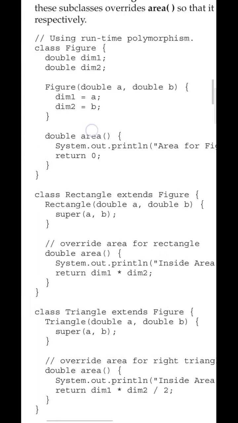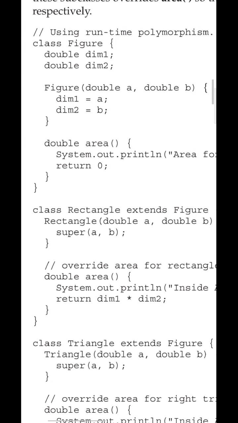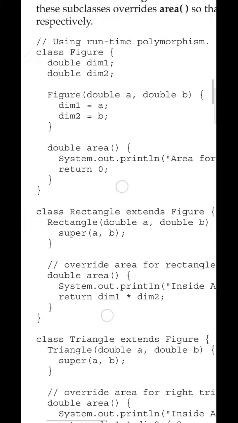We are not computing anything, it is just a figure. It can be a triangle or it can be a rectangle. We are going to see that later. So we are overriding the method area. Let's see how to do this.